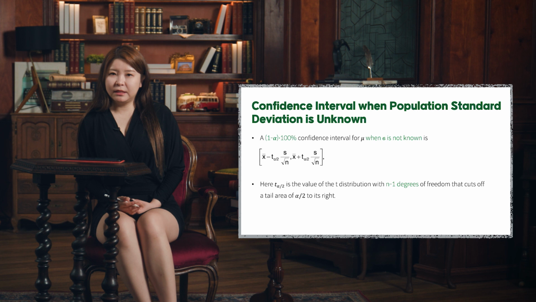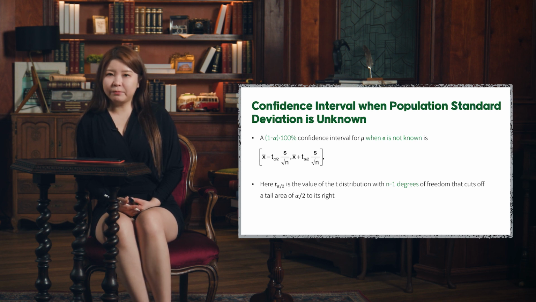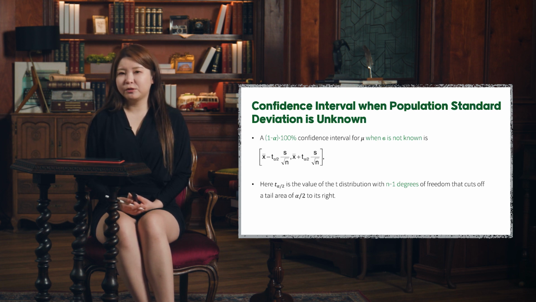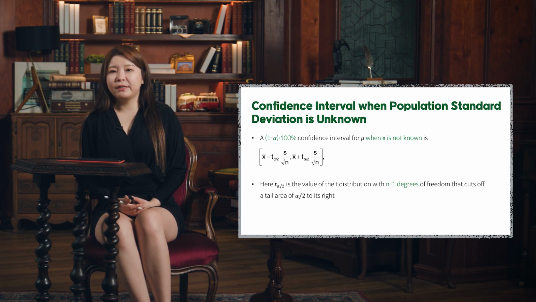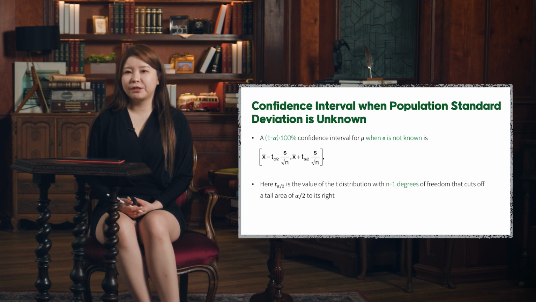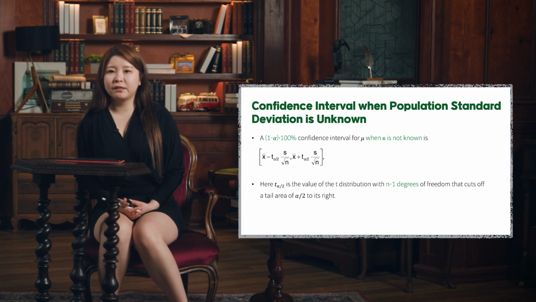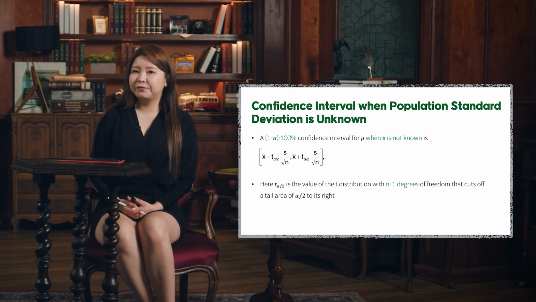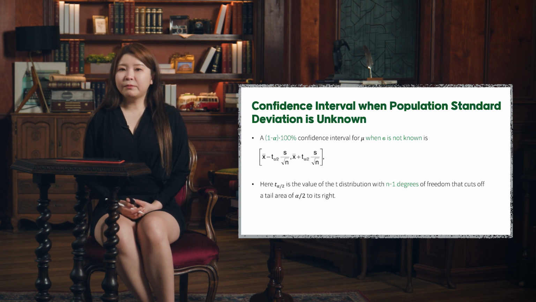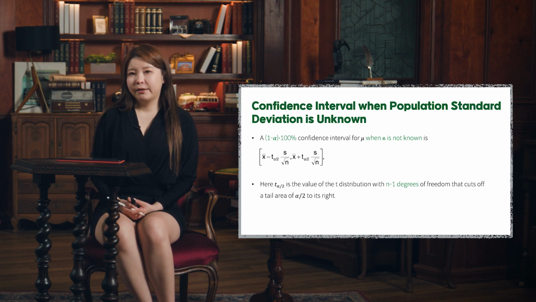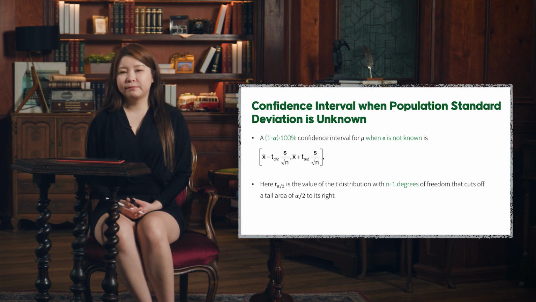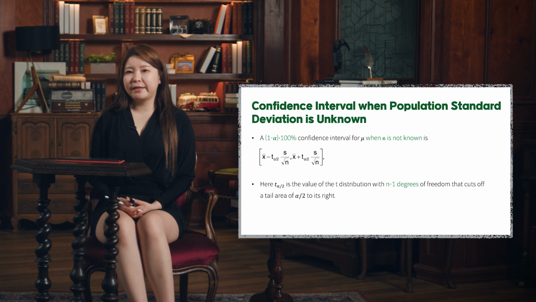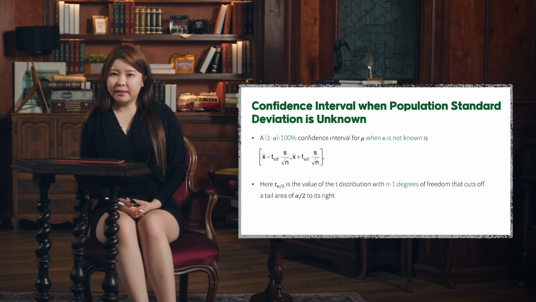And remember that this t-distribution is different from the normal distribution in that, instead of having two parameters like the normal distribution, the t-distribution has one additional parameter, which is called the degree of freedom, or sometimes df. The degree of freedom is pretty easy to find. It is defined as n minus 1, where n is the sample size.